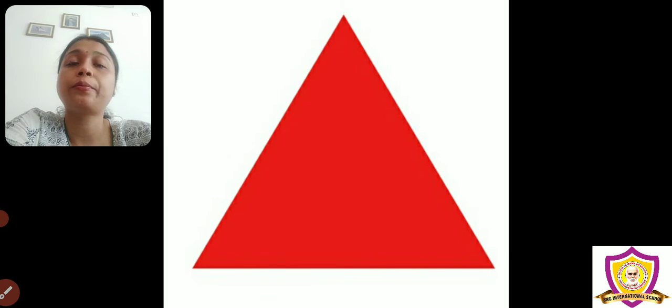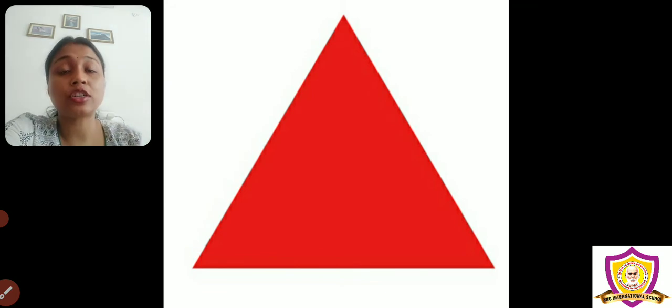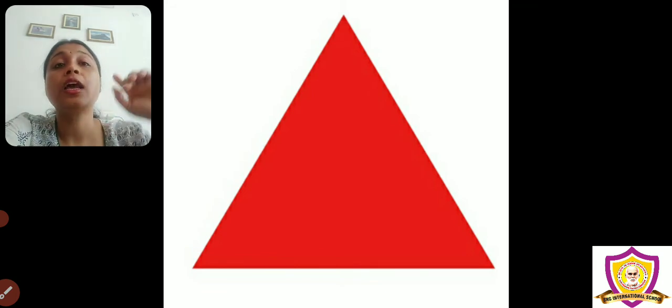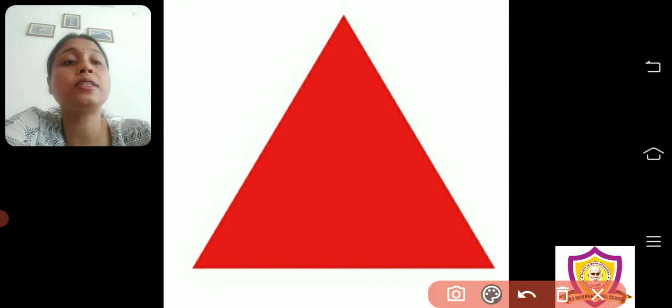Now we will discuss about triangle. Now what is the difference between triangle and rectangle and square? Rectangle and square have four sides and triangle has three sides. How many sides? Three sides. Let's count how many sides are there.